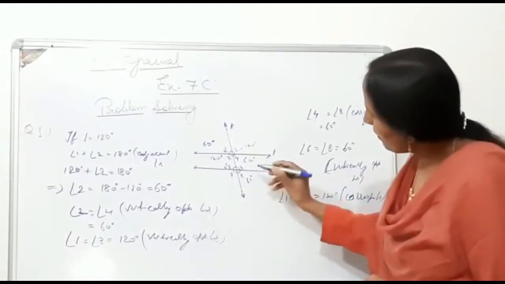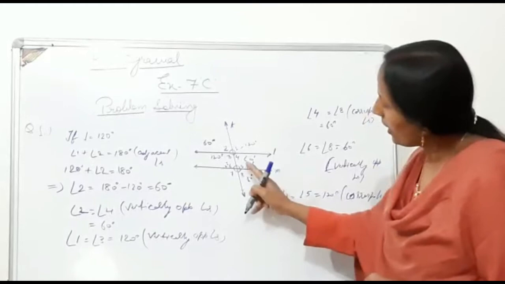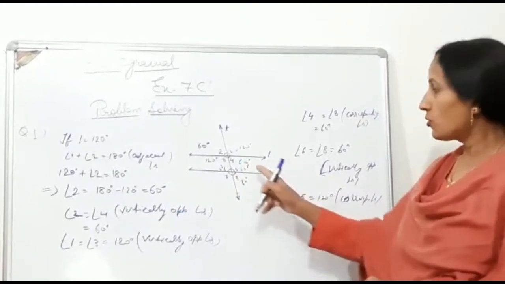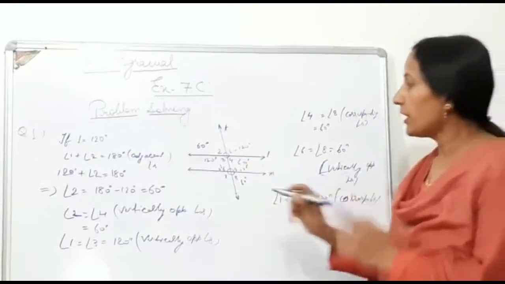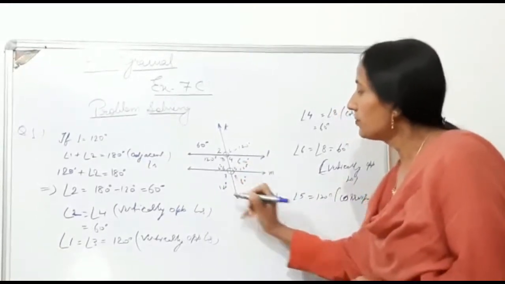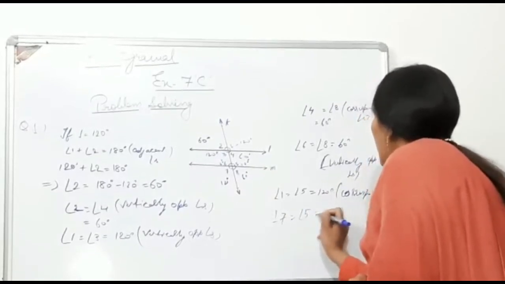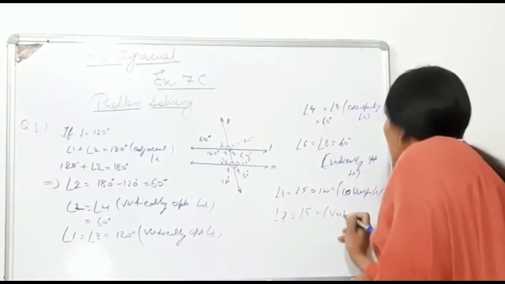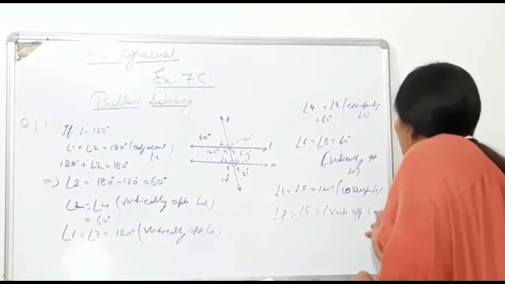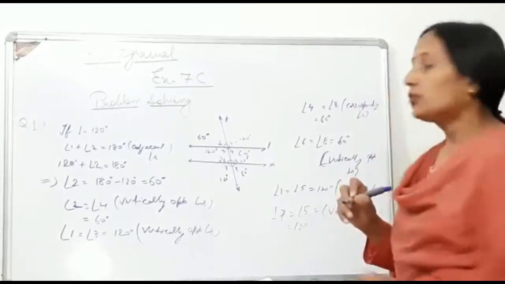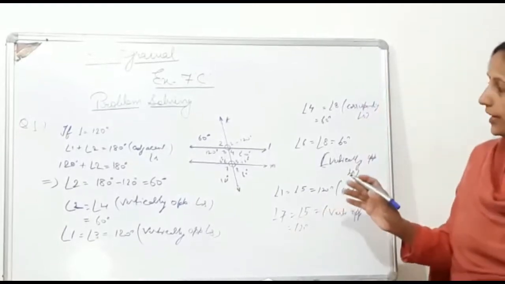Now we got angle 5 is equal to 120 degree and angle 7 is equal to angle 5 because both are vertically opposite angles. So angle 7 will be also 120 degree. Angle 7 is equal to angle 5, vertically opposite angles, is equal to 120 degree. So here we got all the 8 angles.